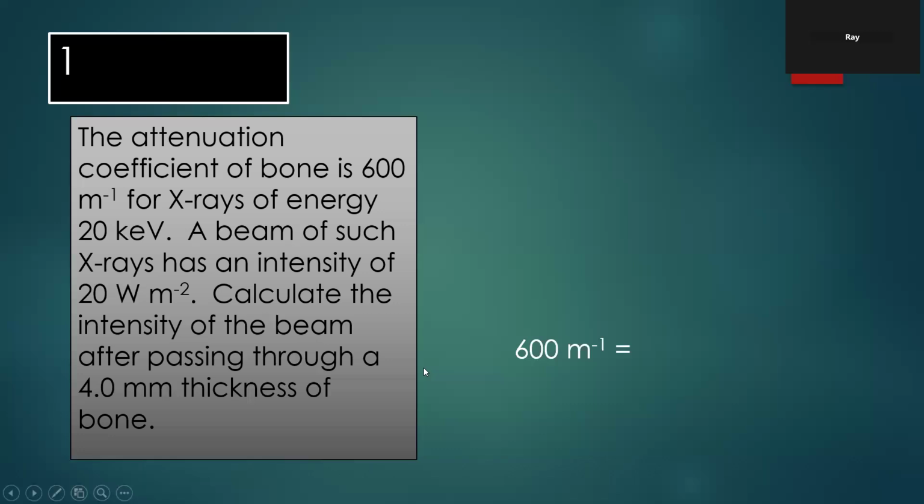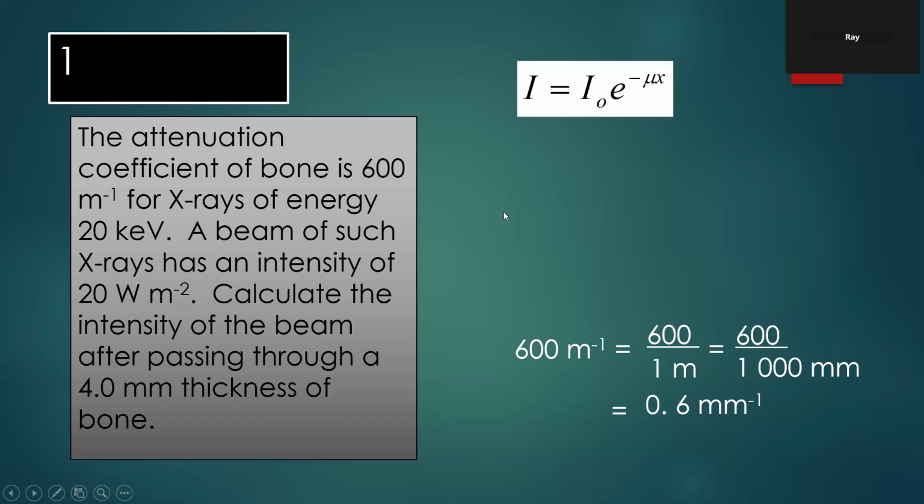So if we decided to change it to per millimeter, right? This is 1 meter, 1000 millimeter, is 0.6 per millimeter, that's your 600. Memorize the formula, right? There's your 20 here, there's your 0.6, there's your 4. Okay.